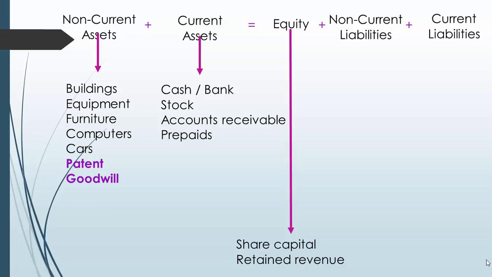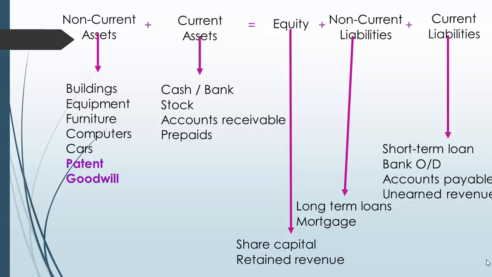Your equity is made up of the money that you got originally when you sold shares and the profits that you've accumulated through the years in the business. Your non-current liabilities are any long-term loans or mortgage. Remember, any long-term greater than 12 months. And then your current liabilities could be a short-term loan, could be bank overdraft, could be accounts payable where you owe people, and it could be unearned revenue. Unearned revenue is the opposite of the prepaids. Unearned revenue is if I, in that example, was the insurance company and I'm drawing up my accounts, I've got money in my accounts that I haven't earned yet. And so at this point in time, it's treated as a liability, but it's a short-term liability.